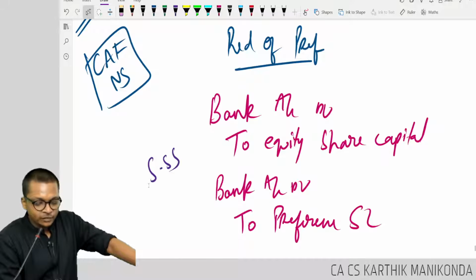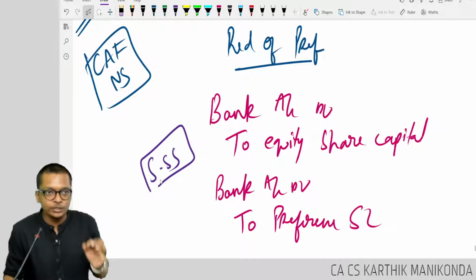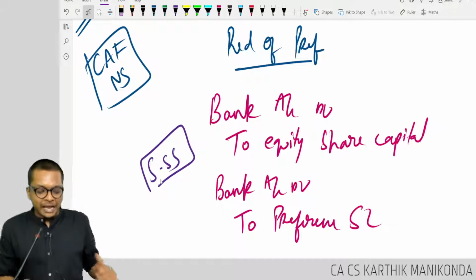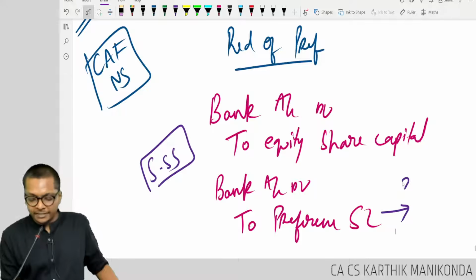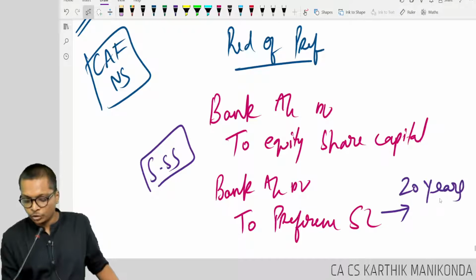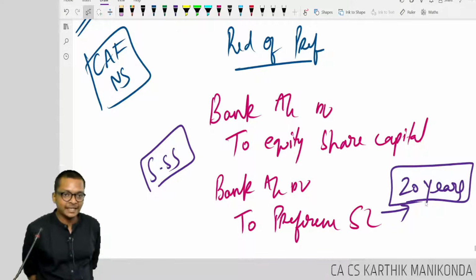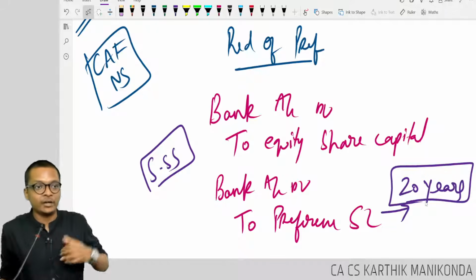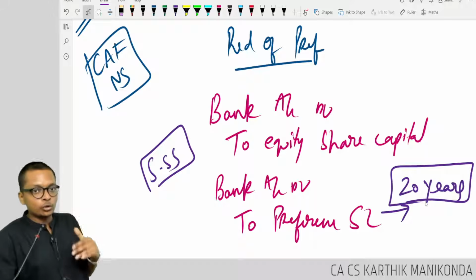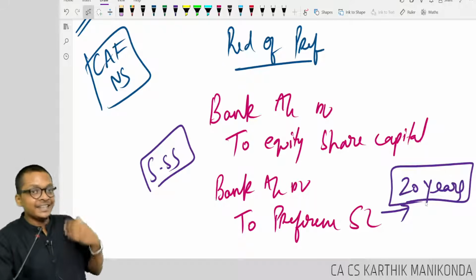Section 55 of the Companies Act talks about issue and redemption of preference shares. Now, Act says preference shares have to be repaid within 20 years, meaning equity shares once I issue, I can keep it for lifelong. திருப்பி கொடுக்கணும்னு அவசியமே கிடையாது. If I want, I can repay.